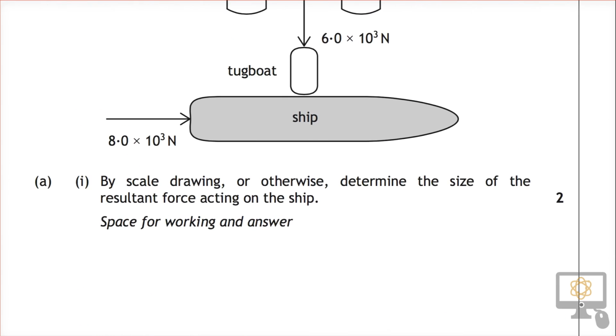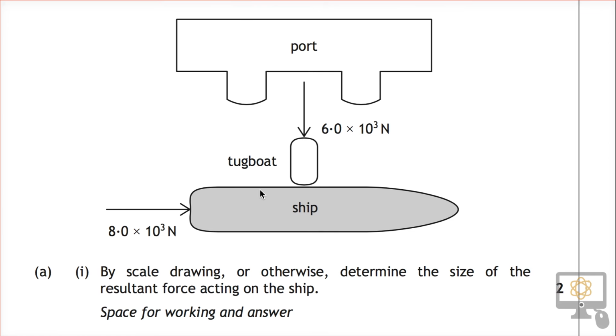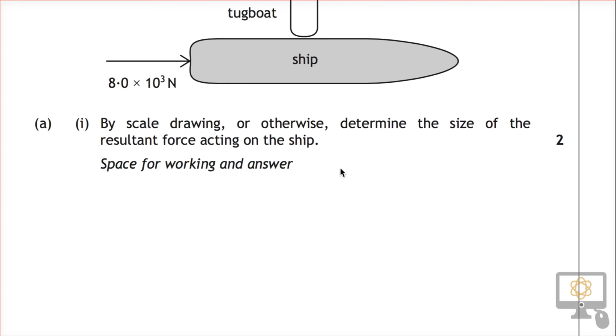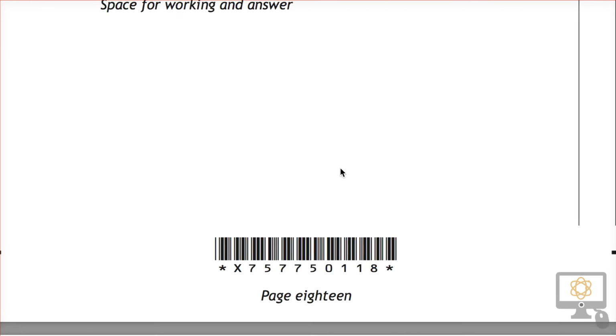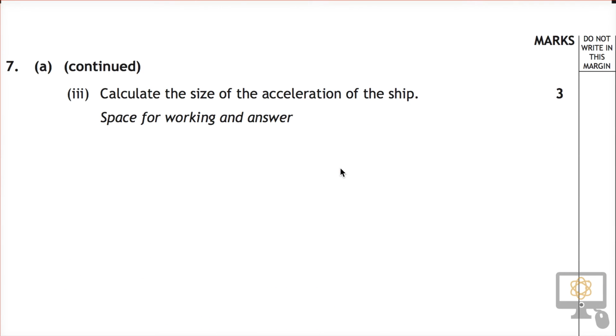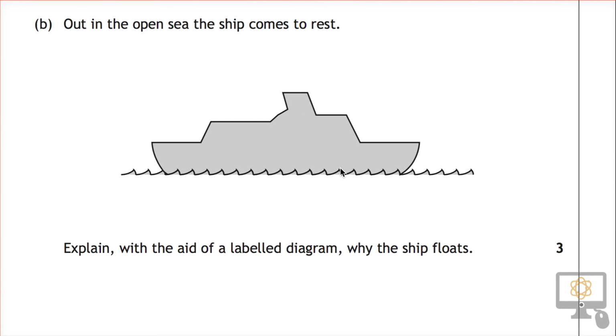Previously in the question, we were able to work out the resultant force acting on the ship when there were 2 forces acting at right angles. We worked out the direction of the resultant force, which was an angle of 37 degrees, and worked out the acceleration of the ship. So this is a kind of separate question in a way. It doesn't necessarily relate to the other 3 questions in question number 7.